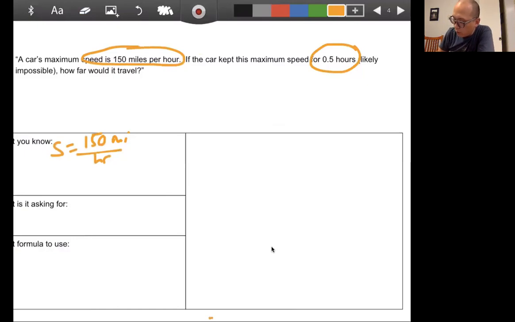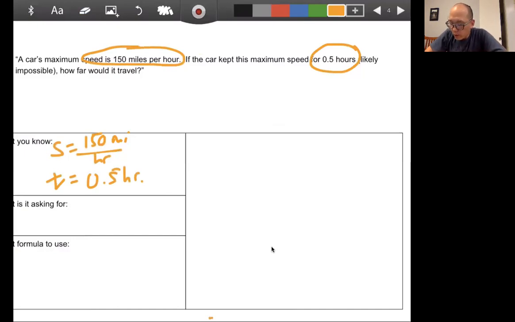Okay, so we know in this scenario, because it's saying if this happens, we imagine this happened in this scenario. 0.5 hours, what is that? What information is 0.5 hours? Hopefully you can see that it has hours in it. That is a time, 0.5 hours. How far would it travel?